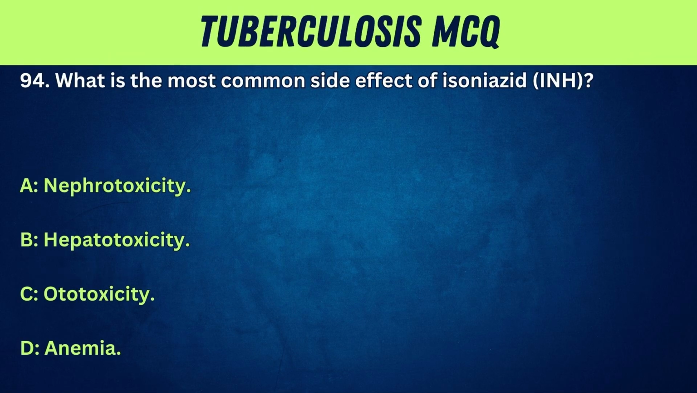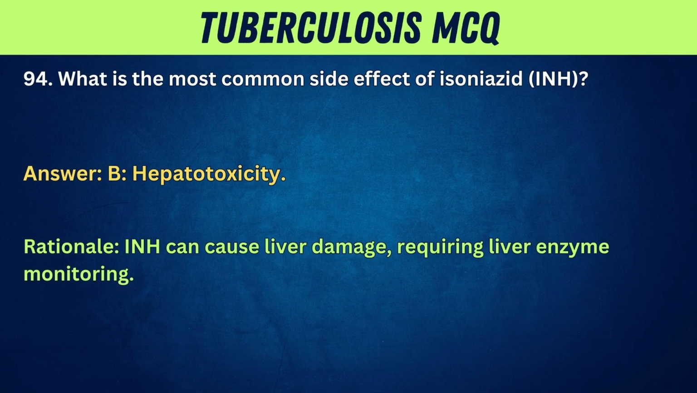94. What is the most common side effect of isoniazid, INH? A. Nephrotoxicity, B. Hepatotoxicity, C. Ototoxicity, D. Anemia. Answer: B. Hepatotoxicity. Rationale: INH can cause liver damage, requiring liver enzyme monitoring.